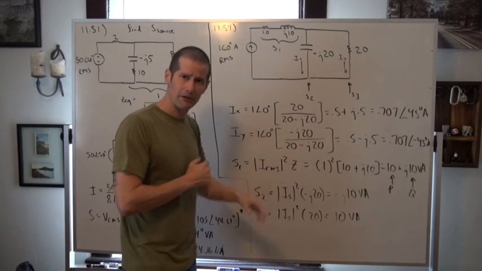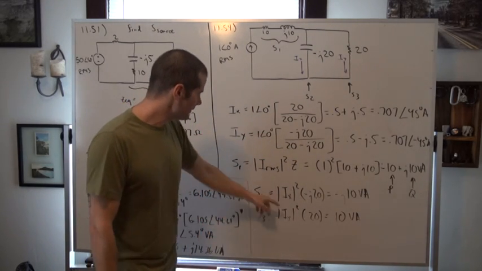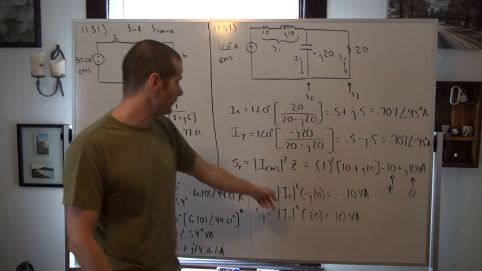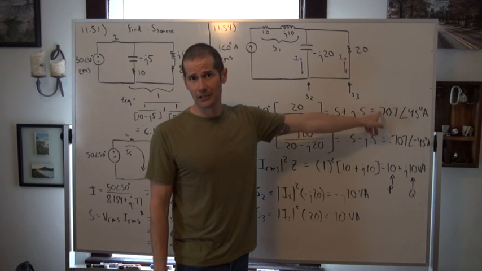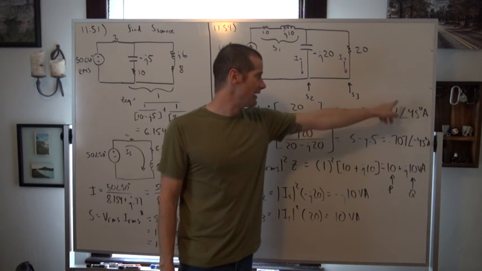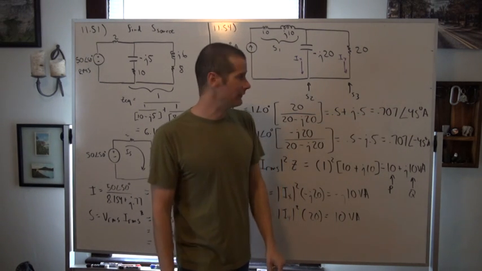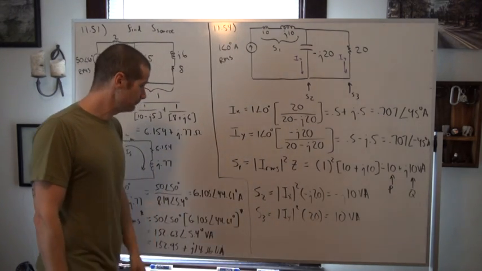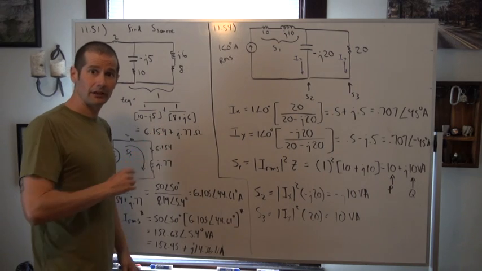But one thing I want to make sure everybody's very crystal clear on is that when we take the magnitude of any polar number, in this case for IX and IY, we were looking at 0.707 at an angle of 45 degrees. We only take the magnitude and square that. Okay. All right, let's take a look at another one now.